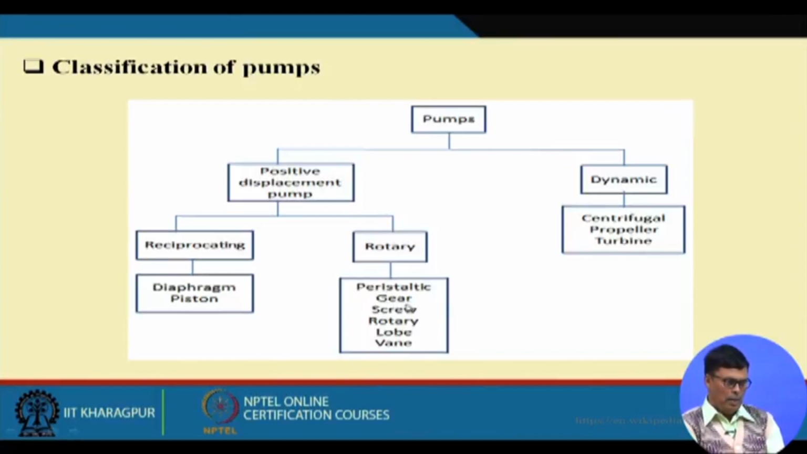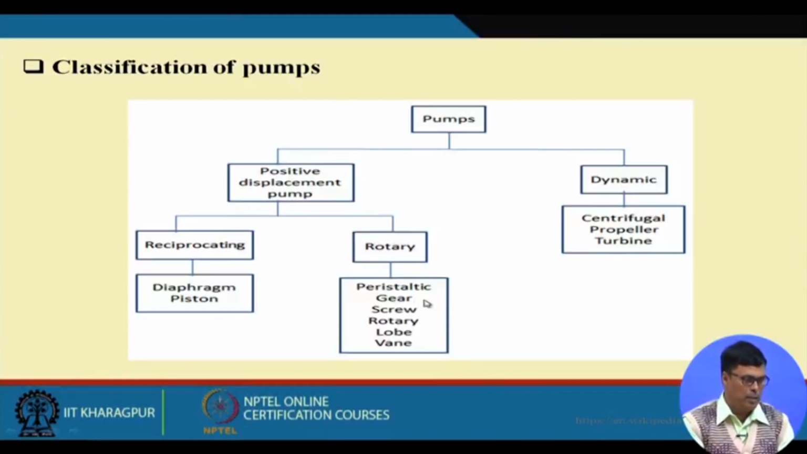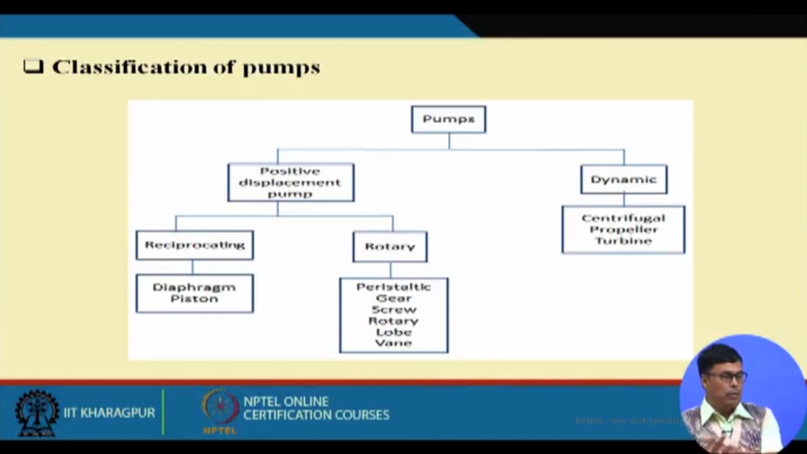Now, gear pump, I want to mention here, this gear pump is largely used for transferring viscous liquid, particularly in the citric acid industry and the ethanol making industry, where we use cane molasses as a raw material for the production of ethanol and citric acid. This cane molasses is a viscous liquid, so an ordinary pump cannot work. We use the gear pump for transferring the liquid from the molasses storage tank to the molasses measuring tank, which is located in the fermentation plant. So the dynamic, we have centrifugal pump, propeller and turbine.